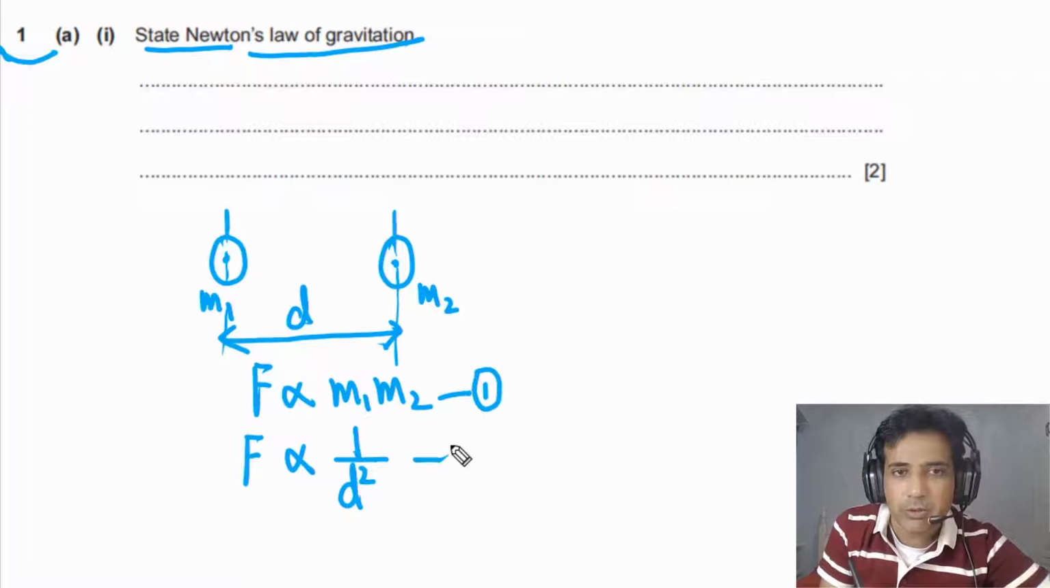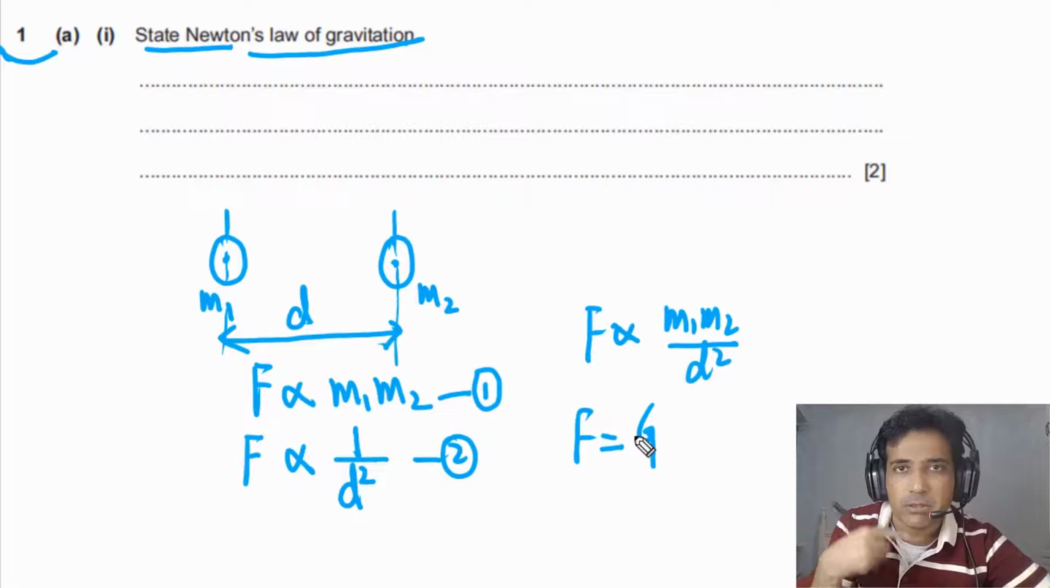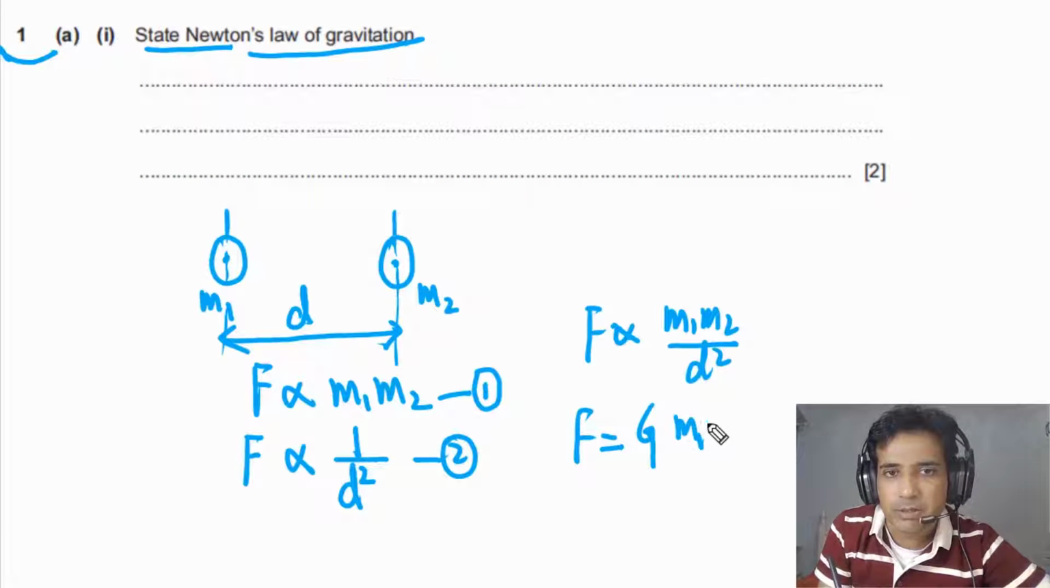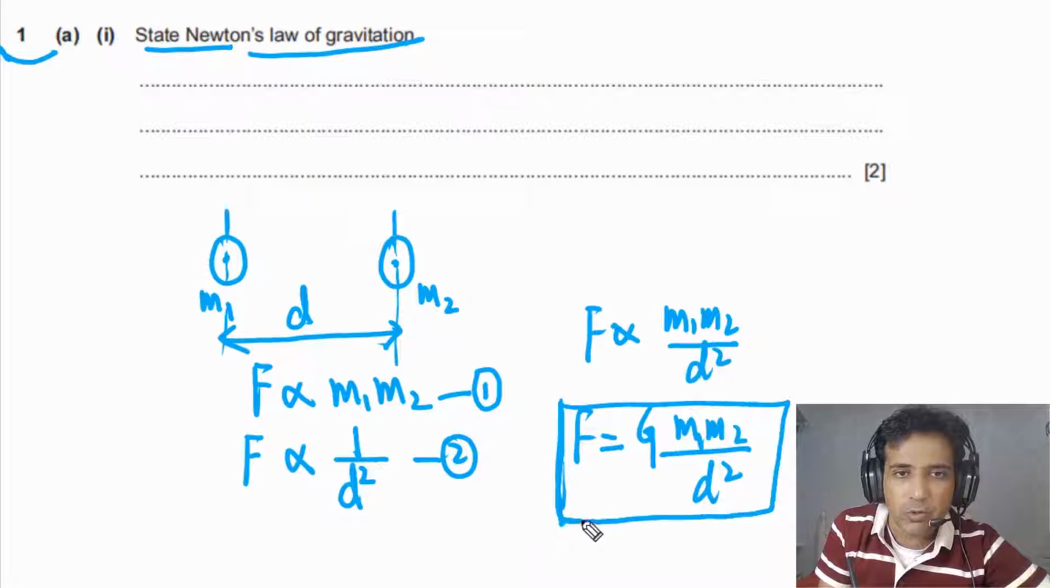Let's say this is 1 and this is 2. We can write this in equation form. So we can say F is proportional to m1 m2 divided by d squared. Now to write it as an equation we have to use a constant. So we have capital G. This is the universal gravitational constant. So we can say F equals G m1 m2 over d squared. This is the equation you can use to calculate gravitational force on any object.